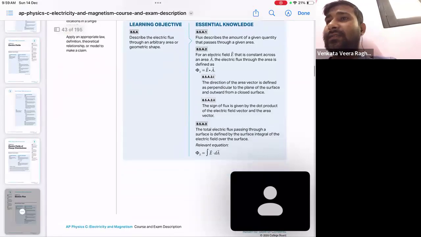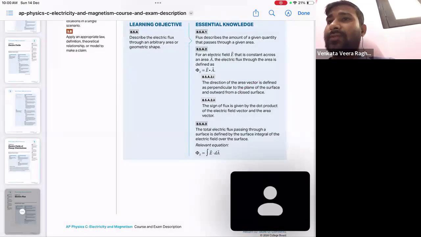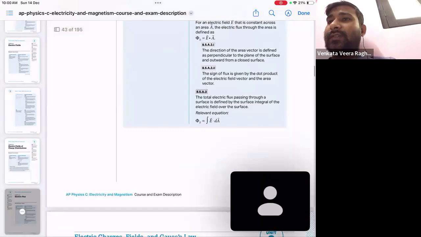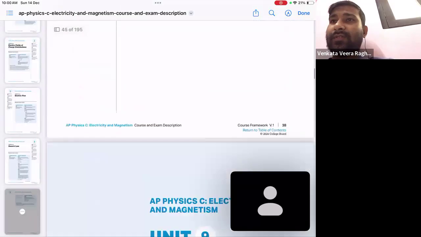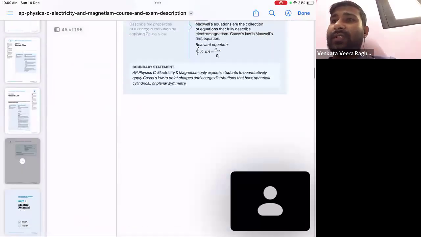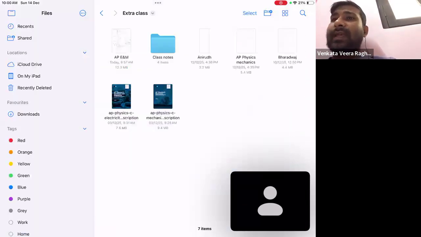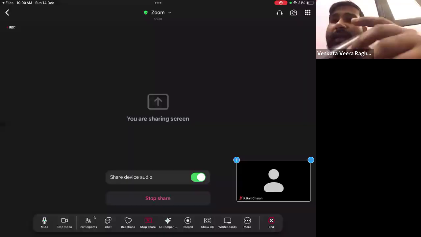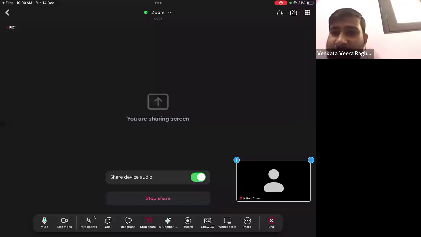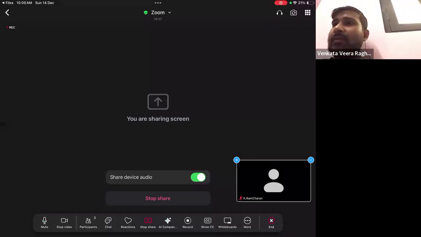Right. Now we are in the electric flux. What is the area vector? How to calculate the flux, positive flux, negative flux, then using the Gauss law. So this is the last topic we have in that one. Using Gauss law, how we are going to calculate it. So please tell me, is this part clear, or is there any confusion till now about what we have discussed? No, sir.